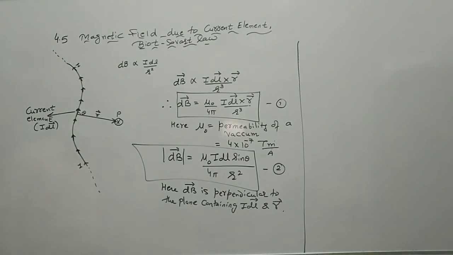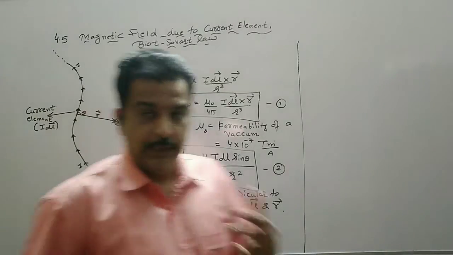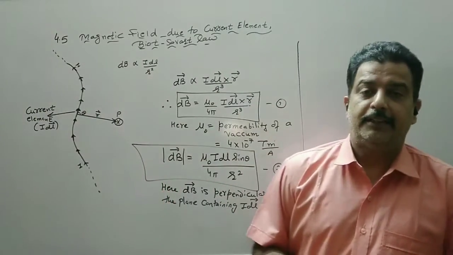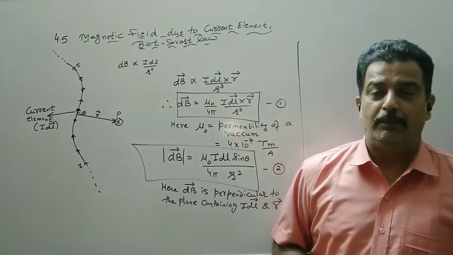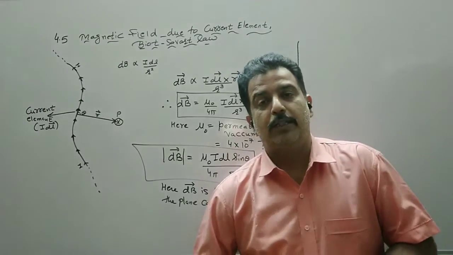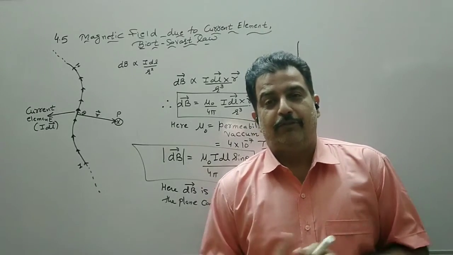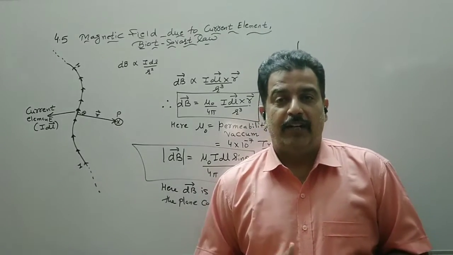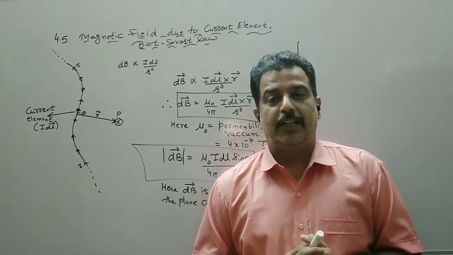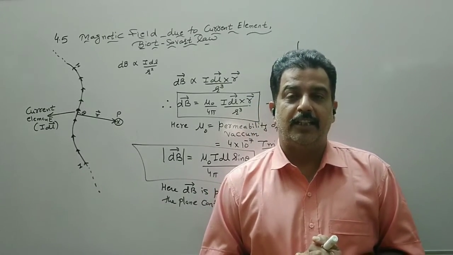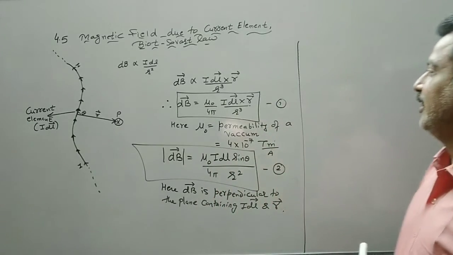Now let us say a few similarities and dissimilarities between this law and Coulomb's law. Coulomb's law helps us to find the force acting between the charges. From that force, we found the electric field intensity. So there are some similarities and dissimilarities between the electric field intensity and the magnetic field intensity.